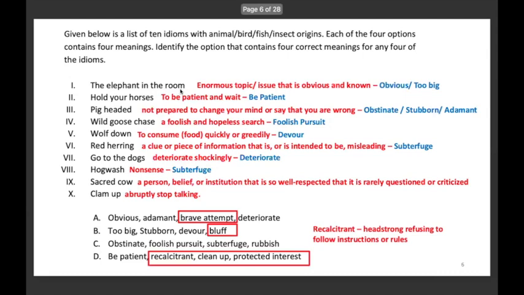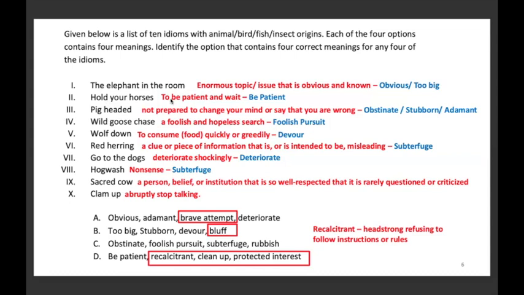So these are all the meanings of the idioms and the words from the options. The blue colored letters are the words from the options which correctly match here. So option A, may brave attempt is something which is not written here. Okay, I'll just first go from idioms to idioms. Elephant in the room means obvious, or something too big, or an enormous topic.